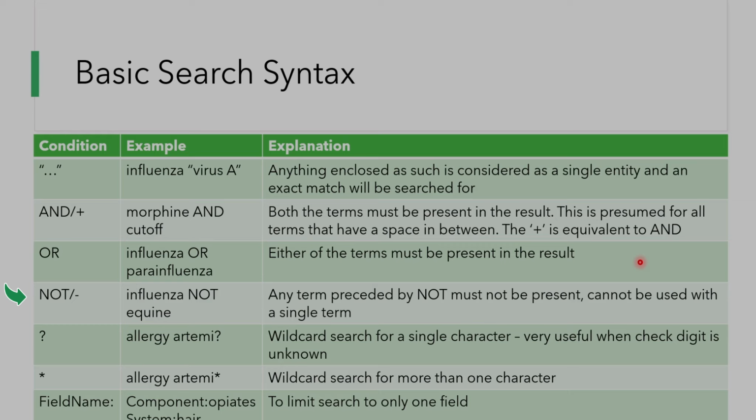If you use the word NOT, like we have done over here, influenza not equine, you can also use the minus sign. Any term preceded by NOT must not be present, and it is very natural that you cannot use it with just one single term. So you just can't say not equine, that would not work. You have to have some term which must be present in your search result, and then you say exclude this particular term from that particular list.